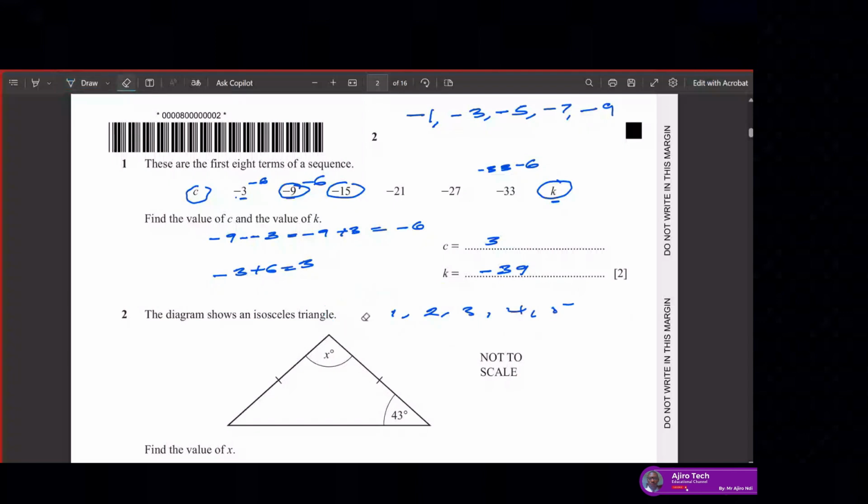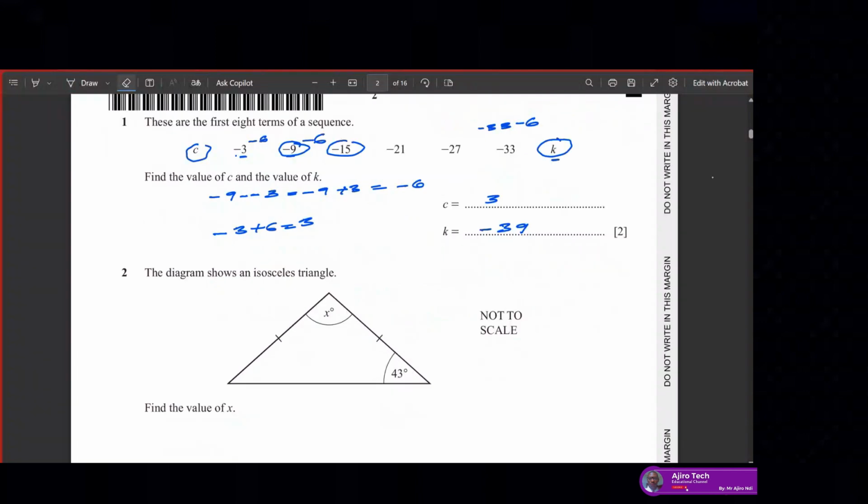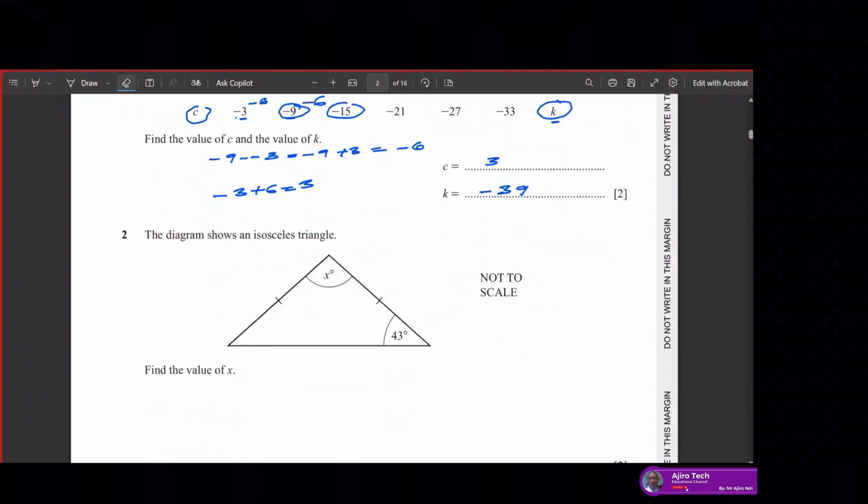Do you understand what has been taught so far? Yes. Good. Now let's look at questions. We are still going back to question 1 later. We look at a similar question to that question 1 to ascertain your understanding. Question 2 says the diagram shows an isosceles triangle. Find the value of x.